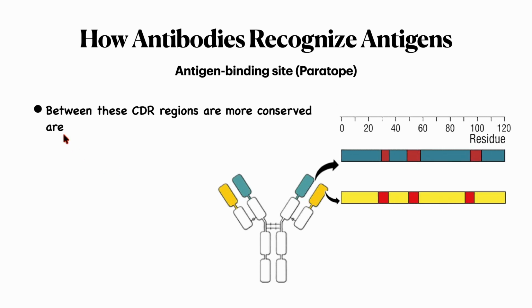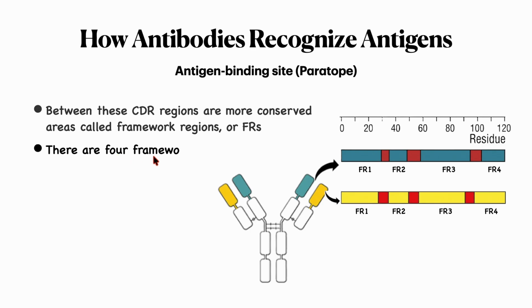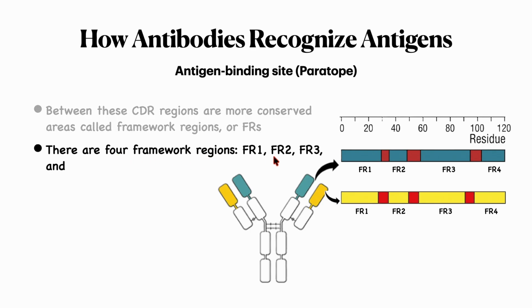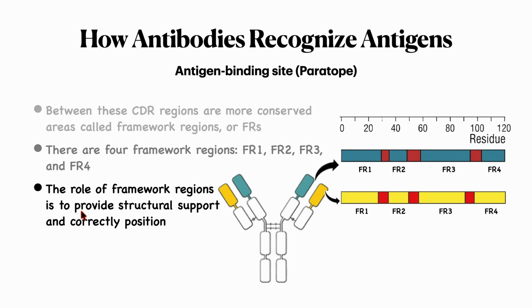Between these CDR regions are more conserved areas called framework regions, or FRs. There are four framework regions: FR1, FR2, FR3, and FR4. The role of framework regions is to provide structural support and correctly position the CDRs so they can interact with the antigen.